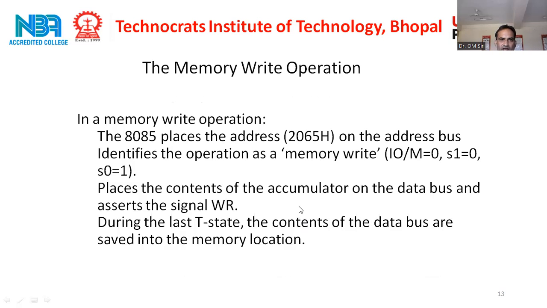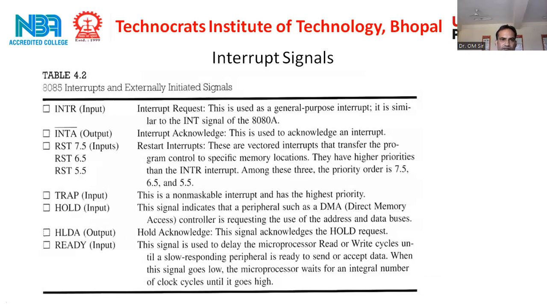Memory write operation. In the memory write operation, the 8085 places the address 2065H on the address bus. It identifies the operation as memory write. Input output memory is 0 as a status signal. S1 is equal to 0, S0 is equal to 1.